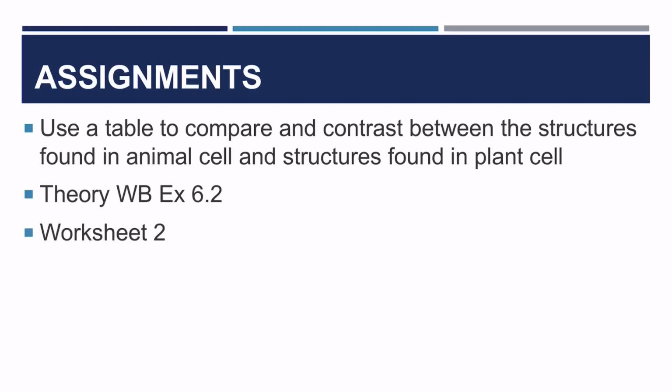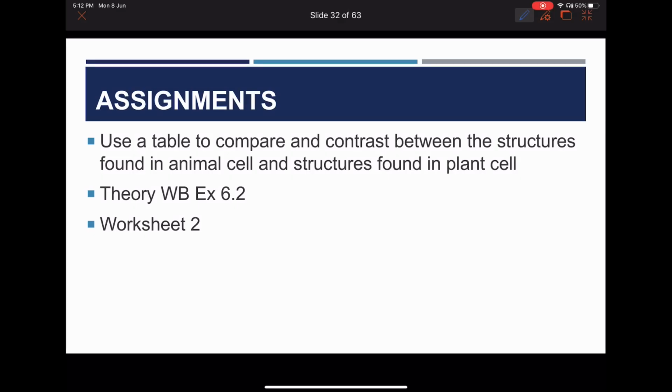Lastly, this is what I want all of you to do. Construct a table to compare and contrast the structures that can be found within the animal cell and the structures that can be found in the plant cell. And I would like you to complete worksheet 2 that was given out before this week, as well as theory workbook exercise 6.2. Please upload worksheet 2 into the Google Classroom activity so that I can take a look at your work. But for theory workbook exercise 6.2, take note that we will go through this when we are back in school as a form of revision.